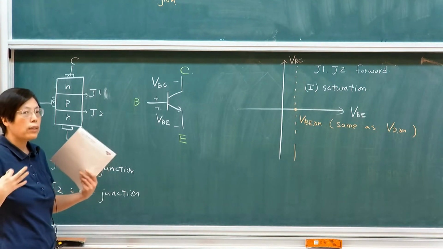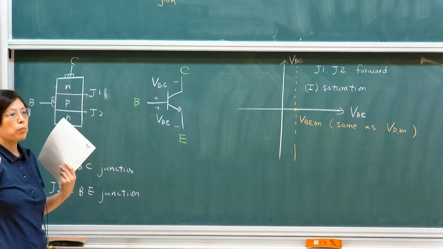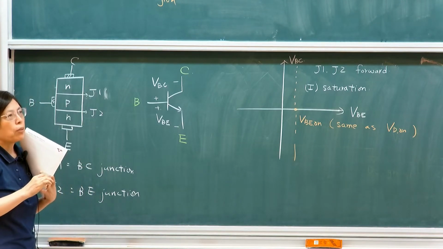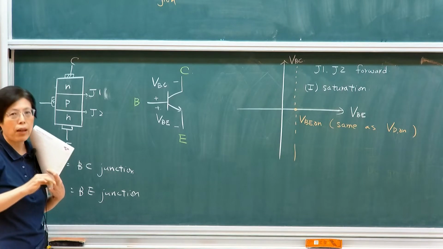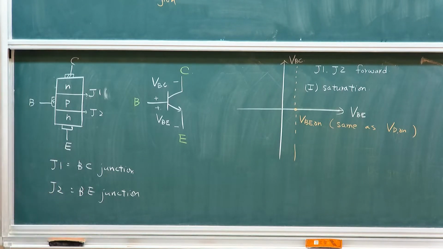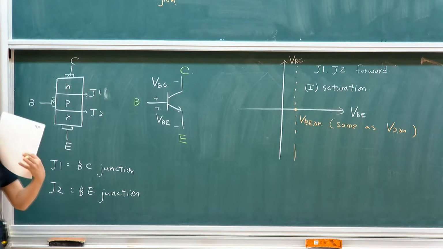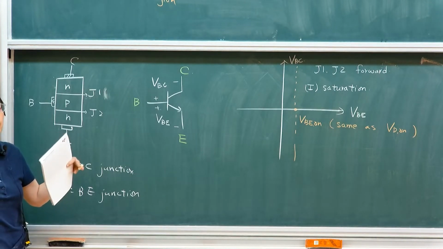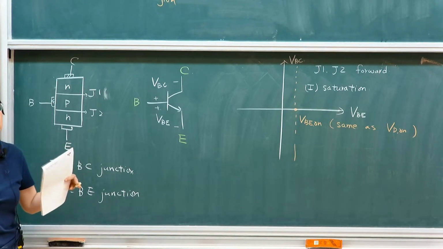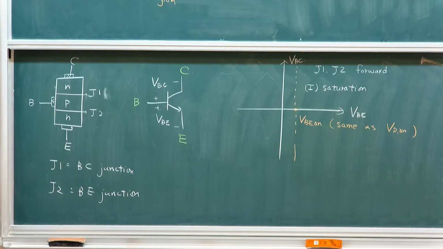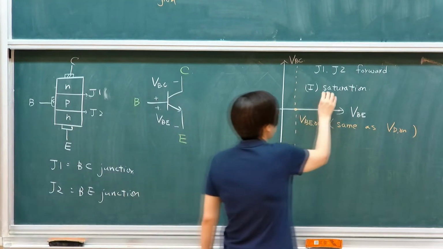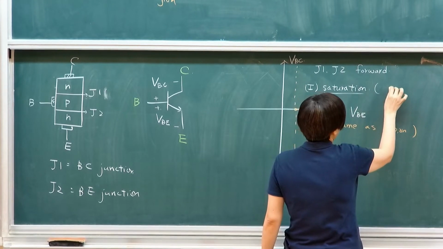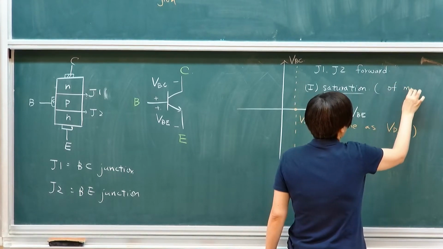So you have both junctions forward, meaning that a good analogy is that you have refugees coming from the front and refugees coming from the back. Remember forward bias, you have minority carrier injection. So the country will be full of refugees. That's why it's called saturation. Saturation simply means that it's saturated with minority carriers.